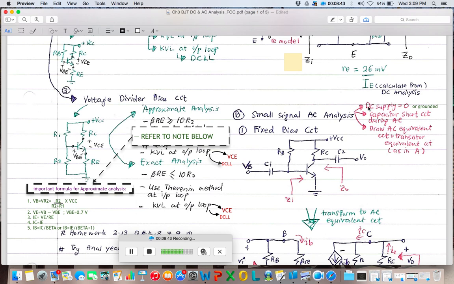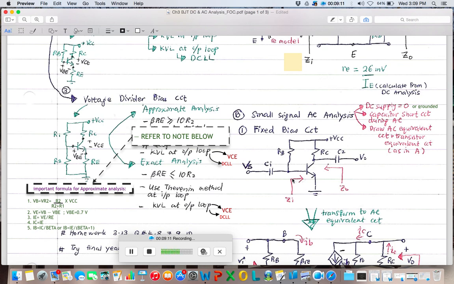And then the second assumption is that all the capacitors here during AC analysis must be short circuit. So C1 here and C2 here in the fixed bias circuit must be shorted. Okay, so let's take an example. This is the fixed bias circuit.